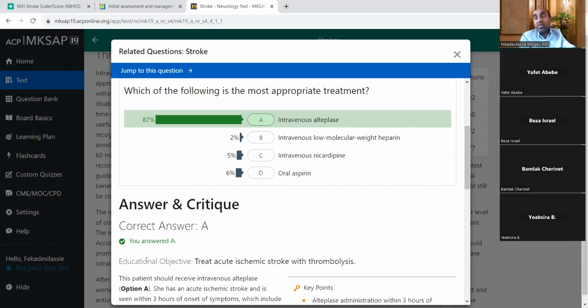Even the question, if you really understand the subject matter, the way the case is constructed is dictating you. They are just excluding the contraindications. They are telling you the contraindications are absent, and they are telling you she fulfills the criteria. So less than 1 hour, blood pressure elevated but less than 185, less than 100 diastolic. So she fulfills the criteria for TPA, and she doesn't have the contraindications for TPA.